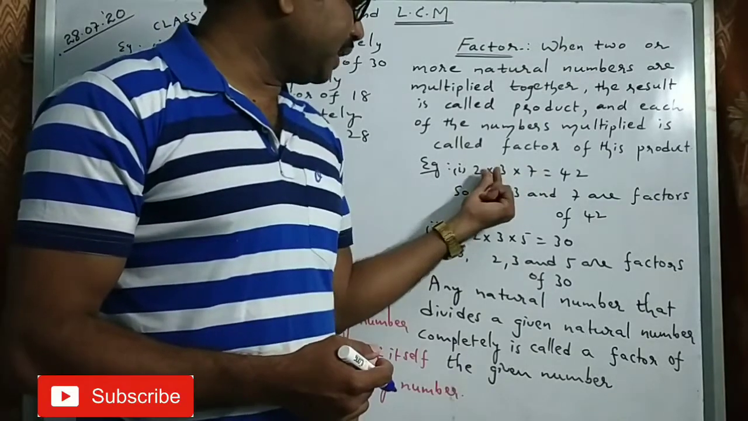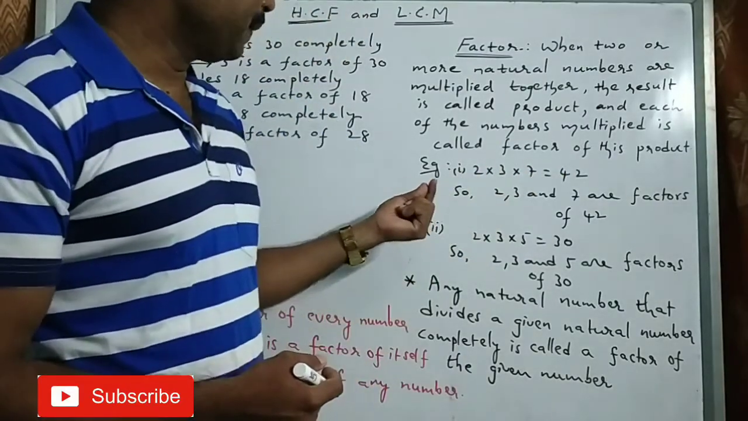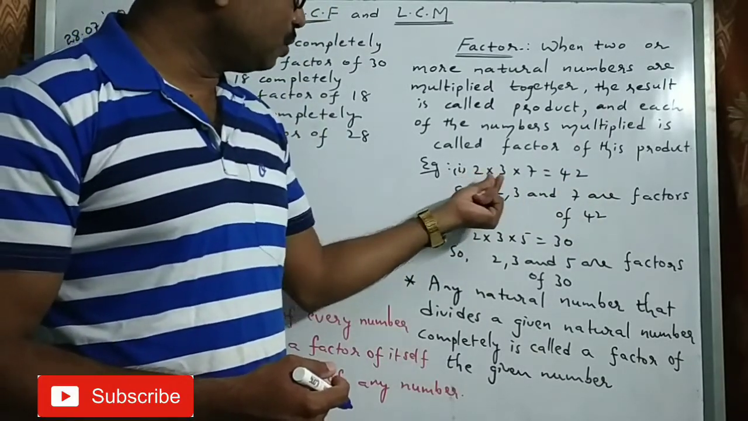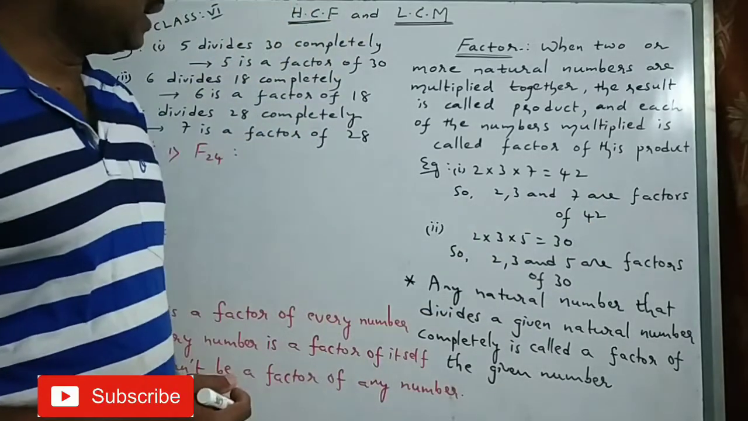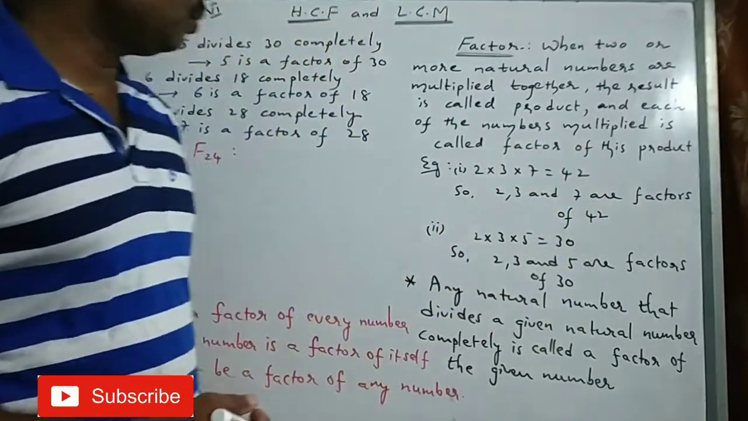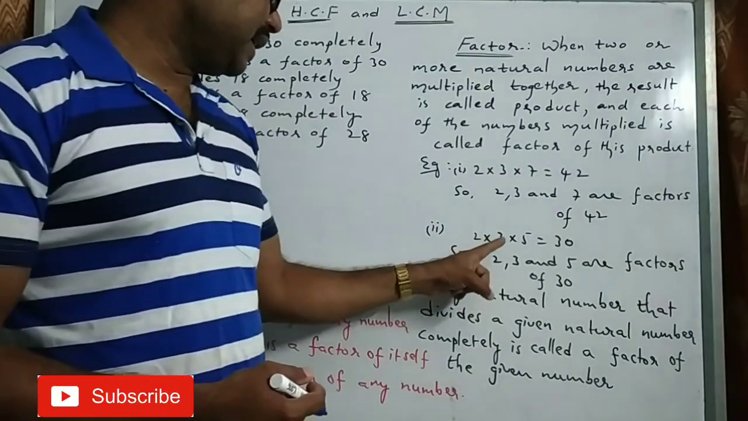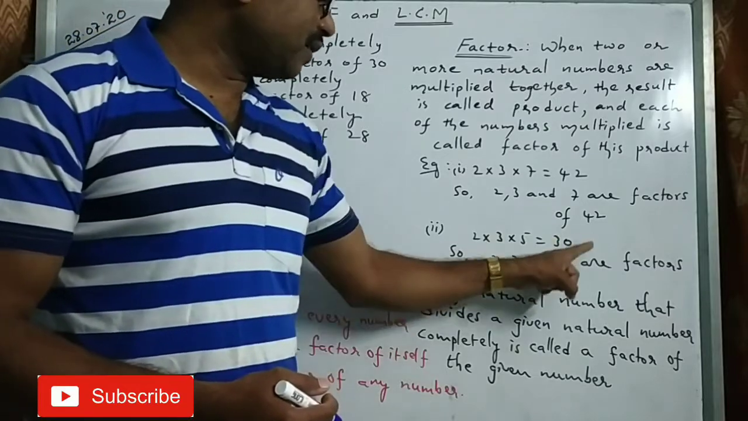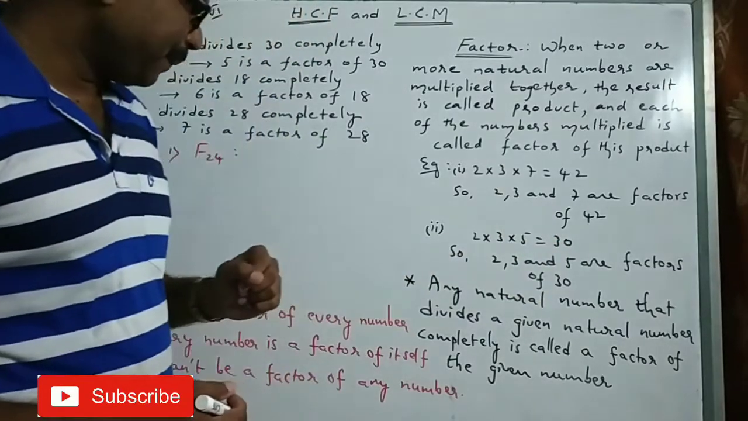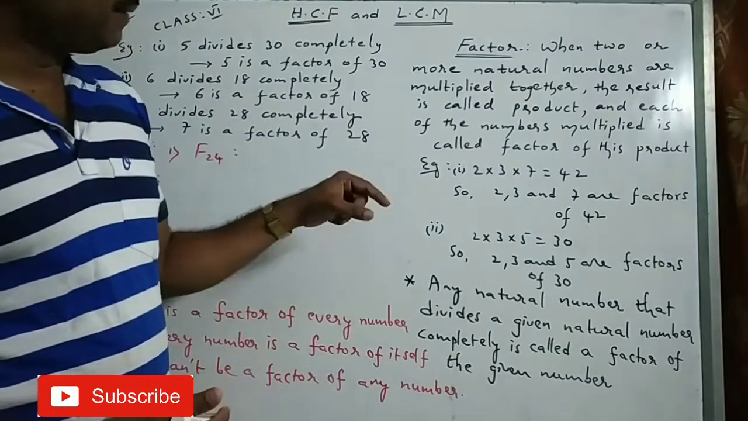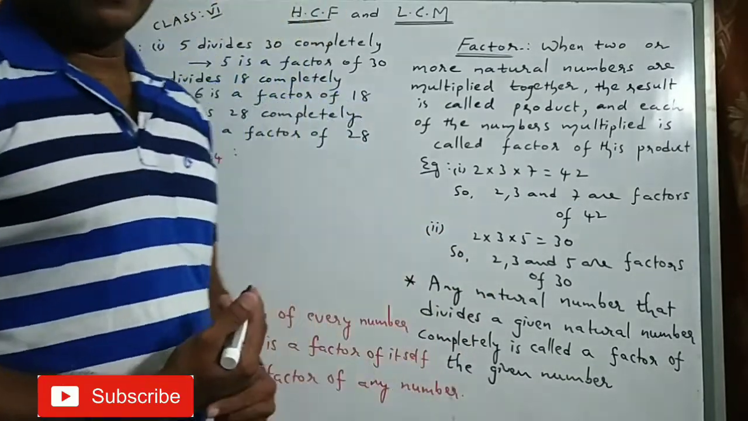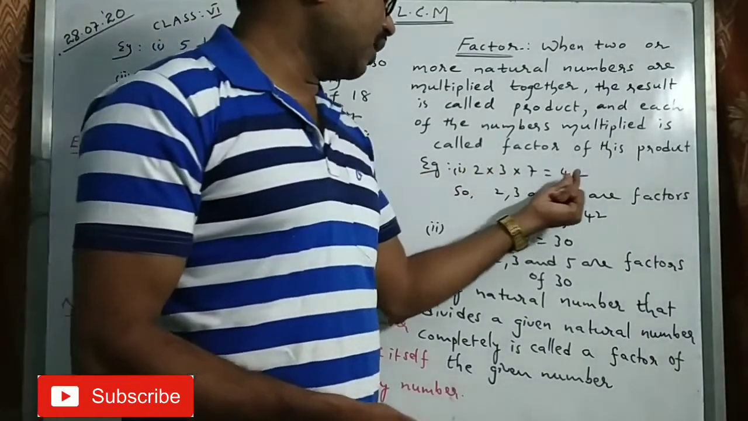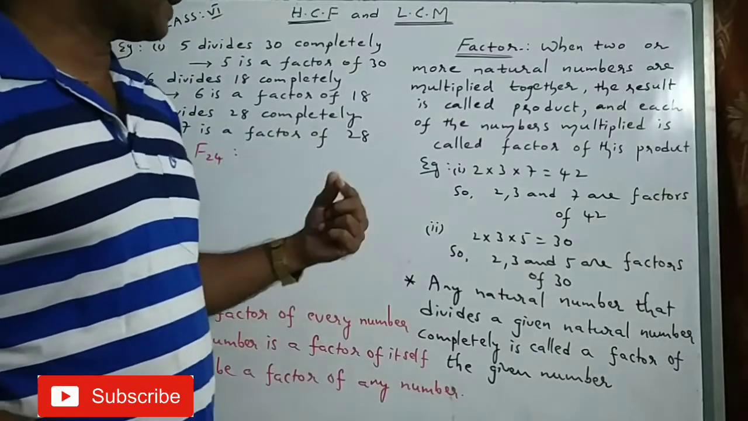2 into 3 into 7 is 42, and 42 is the product, and each of these numbers, 2, 3 and 7, are called factors of 42. Similarly, 2 3s are 6, 6 5s are 30. So 2, 3, 5 are factors of this product, that is 30. Understood? If you multiply one or more numbers, then the result is called product, and each of the numbers is called factor of that product.